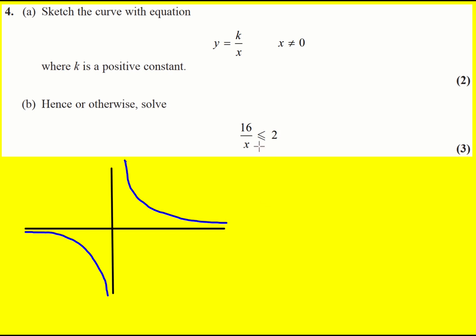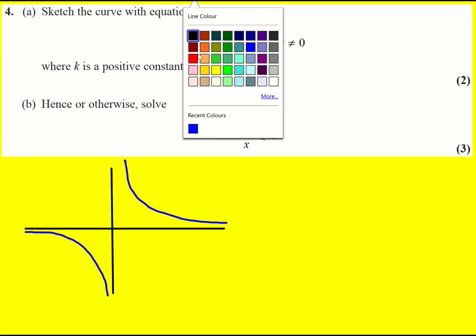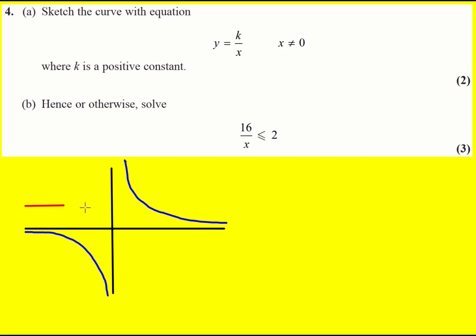It says, hence or otherwise, solve 16 over x less than or equal to 2. So I'm going to do this using the graph, and the graph really makes life a little bit easier. Because there is y equals 2. Let me just label both of them. This is k over x, but now I'm doing 16 over x, but I'll label it as k over x. Y equals 2. So we can see that 16 over x is lower than 2 here, but also here.